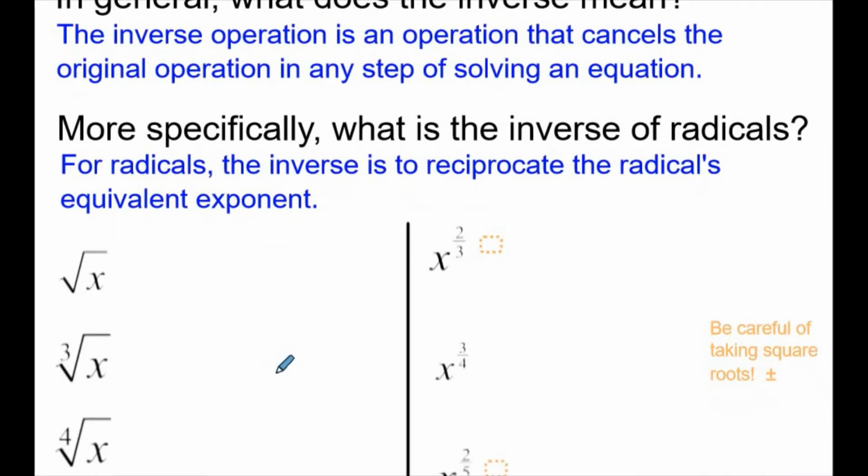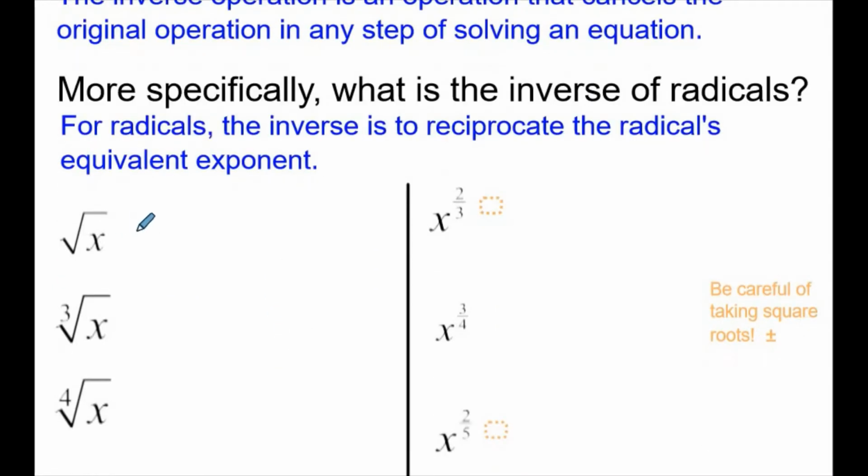So let's just take a little look at this. The square root of x is really x to the 1/2. That's the equivalent fractional exponent. So the inverse of that is to reciprocate that and use 2/1 or 2. That is why squaring a square root cancels out, because you end up getting x to the 2/2 or 1.